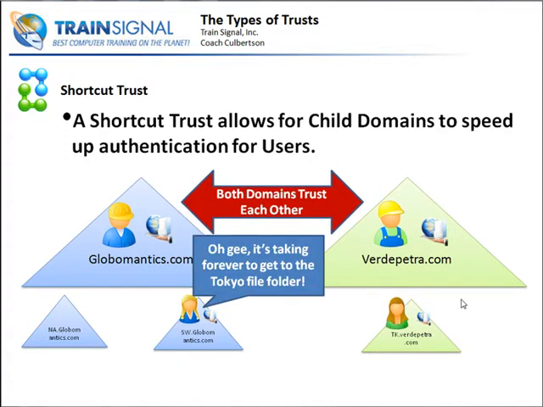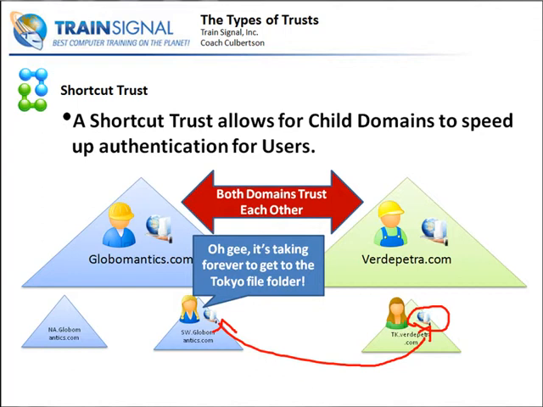Let's say that we have a two-way transitive domain-level trust. And let's say that everybody has access to, or at least the ability to have access to, shared folders and whatnot. Let's say that Sally is trying to get access to a shared file folder, a sales document from Dina's shared folder. Let's say it's taking forever for that to happen. Well, especially when you're talking about child domains, authentication may be a little bit slow.